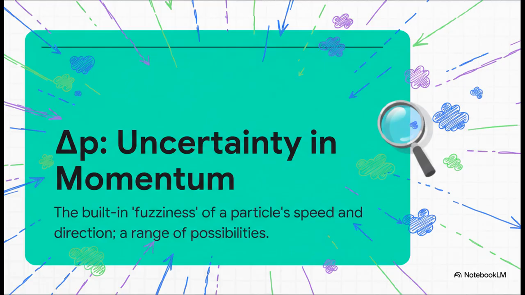Next, we've got delta p. That's the uncertainty in momentum. And momentum is really just a fancy way of talking about an object's speed and its direction. And just like with position, a particle doesn't have one single clear-cut momentum. It's a blur of possibilities, a fuzziness of both how fast it's going and where it's headed.